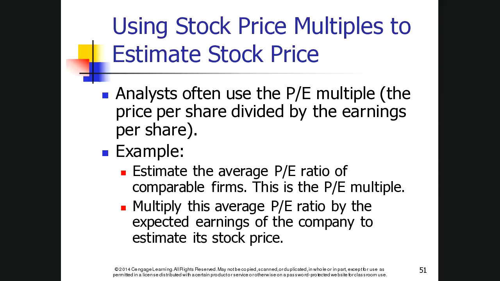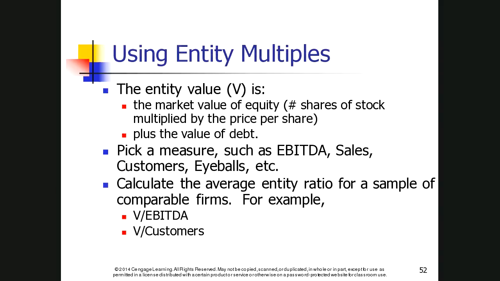Okay, so the most often used is the PE ratio, PE multiple, the price per share divided by the earnings per share. So for example, you estimate the average PE ratio of comparable firms, and then multiply the average PE ratio by the expected earnings of the company to evaluate its stock price.